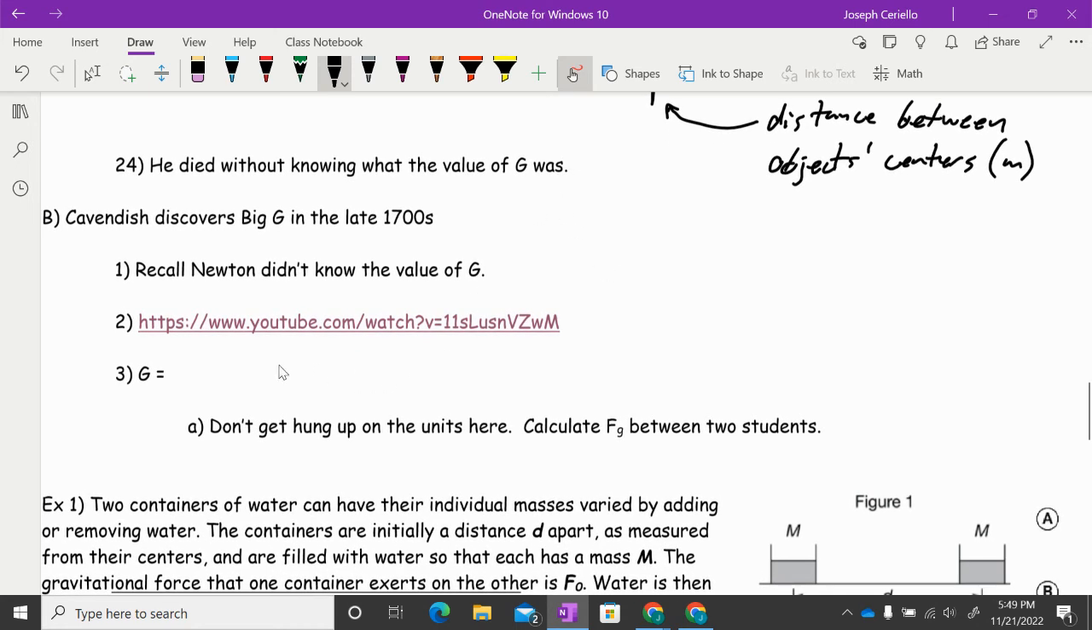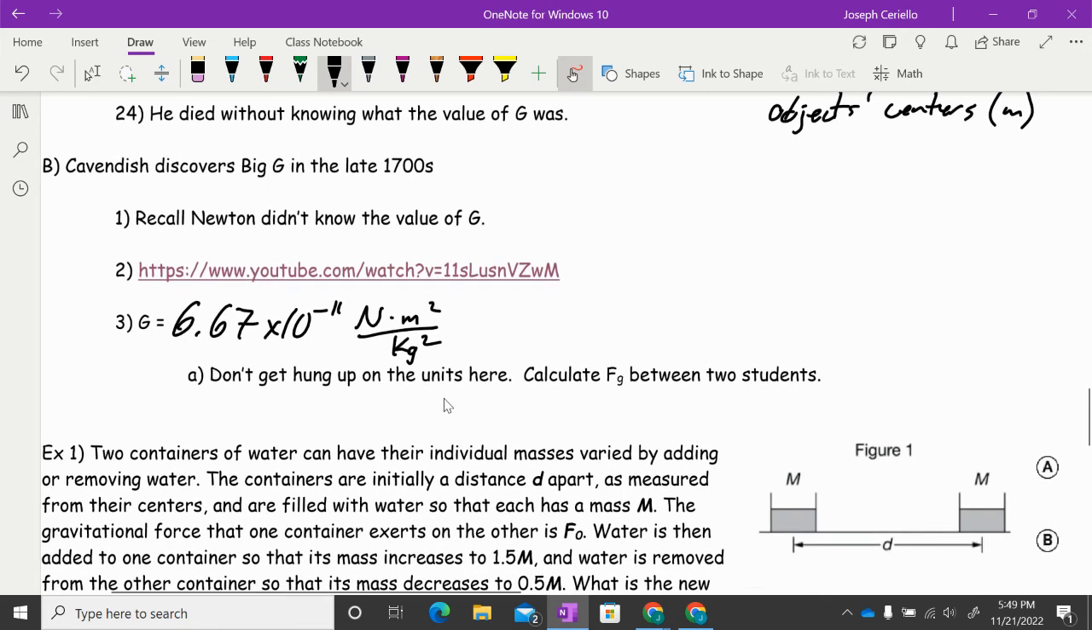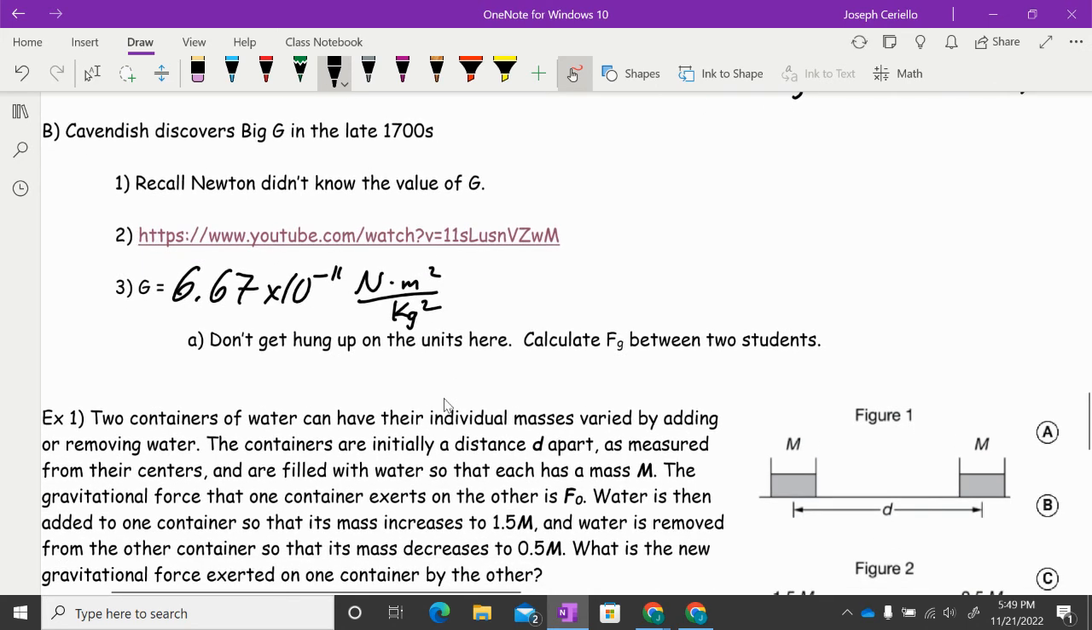So what is the value for G? G is equal to 6.67 times 10 to the negative 11th newtons times meters squared per kilogram squared. Don't worry too much about the units. Just know it's a really small number because the force of gravity is really small.